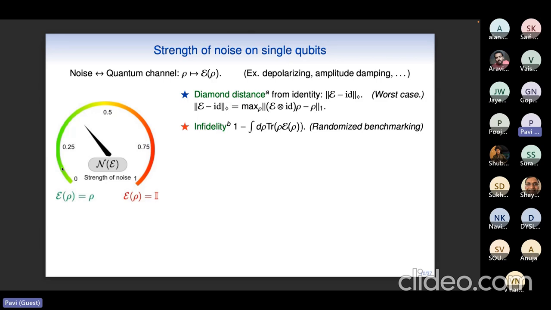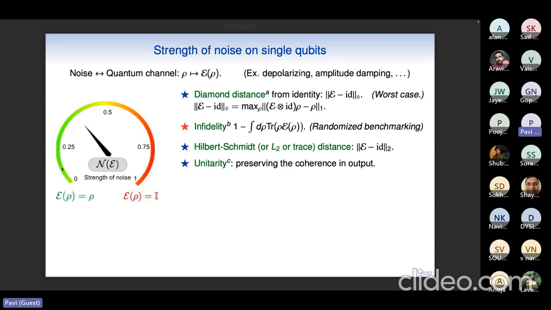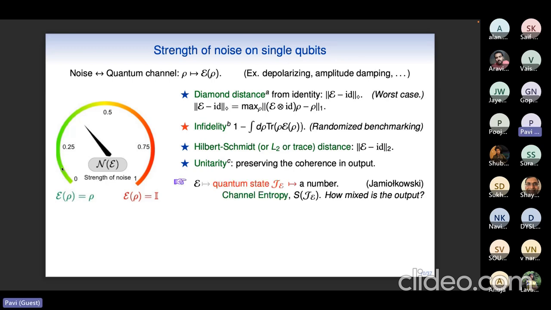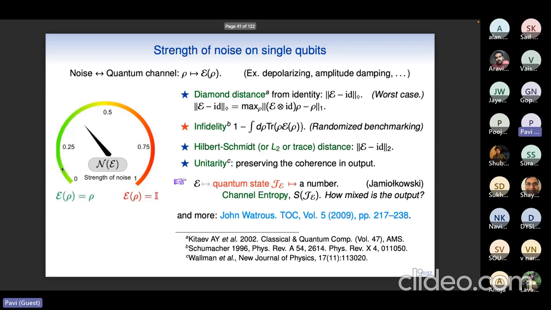Infidelity, or 1 minus fidelity, is now not the maximum difference between the input and the output, but the average difference. And this is attractive because it can be measured by what's called randomized benchmarking experiments. And because it's a mathematical object, one can consider different mathematical figures of merit like L1, L2 norms, Hilbert-Schmidt distance, unitarity, something called the channel entropy, and so on.